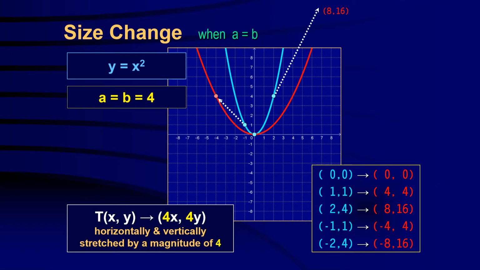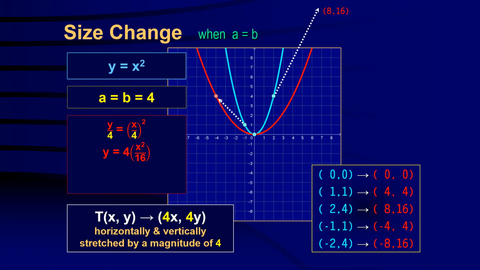And when we apply that math to the original parent function, y will get divided by 4, x will get divided by 4. And since x was squared, x divided by 4 is squared, which then gives us y over 4 equals x squared over 16. But after multiplying both sides by 4, we can either rewrite it as y equals 1/4 x squared or x squared over 4.